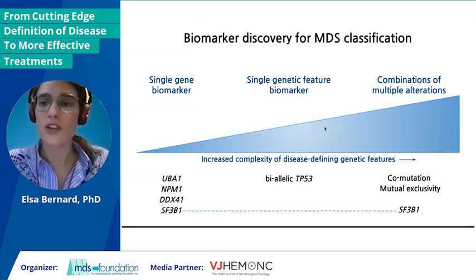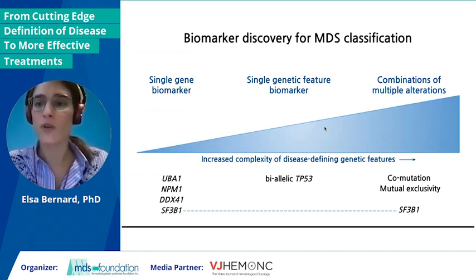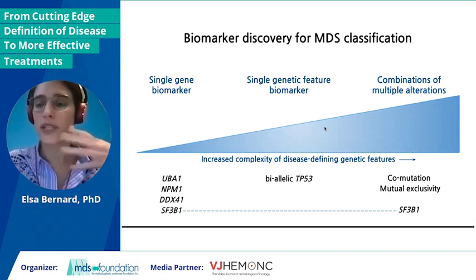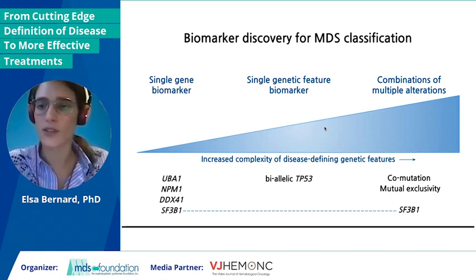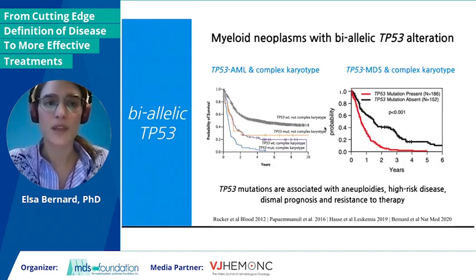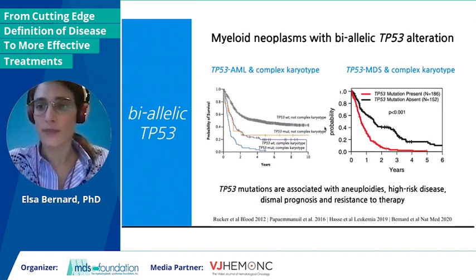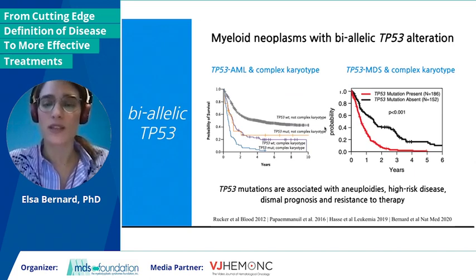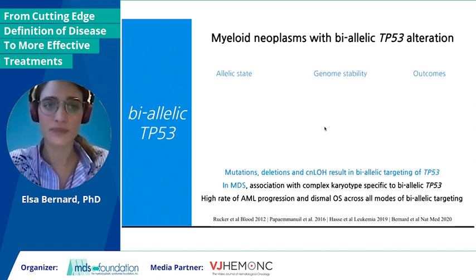While we've discussed single gene markers, I'd like now to move to a different type of marker that involves a single gene or single locus but extends beyond the wild type or mutated status of a gene, and this is the allelic state of TP53. TP53 mutations are frequent in myeloid neoplasms, and they are associated with aneuploidies, complex karyotype, high-risk disease features, and dismal prognosis, especially when co-occurring with complex karyotype, as well as resistance to all types of standard therapy.